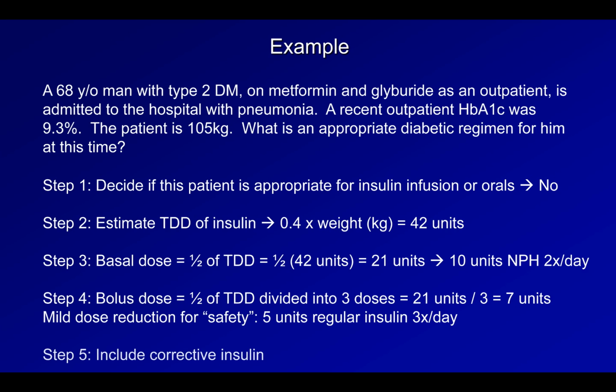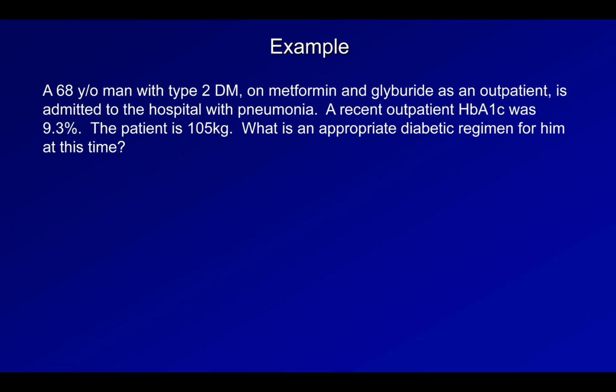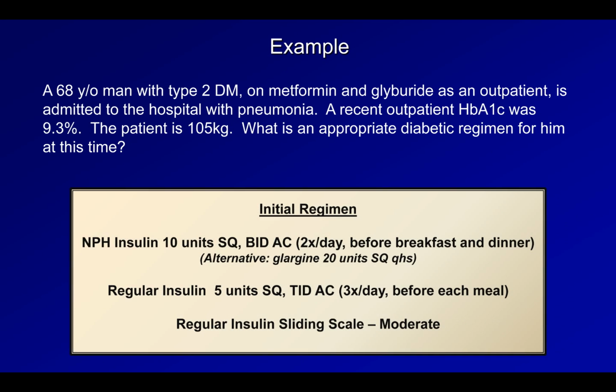Step 5. Don't forget to include corrective insulin. So in summary, an appropriate initial regimen for this patient would be NPH 10 units sub-Q BID AC, which is medical shorthand for twice a day before breakfast and dinner. A perfectly fine alternative would be glargine 20 units sub-Q QHS, which is shorthand for bedtime. Regular insulin 5 units sub-Q TID AC, that's 3 times a day before each meal. And finally, a regular insulin sliding scale. I would choose a moderate scale as the patient is type 2 and without evidence of unusually high insulin resistance.